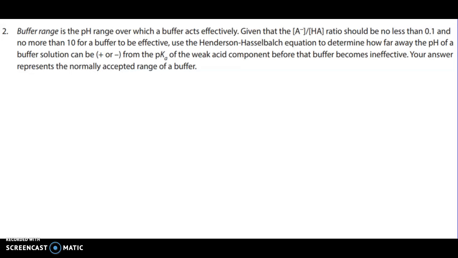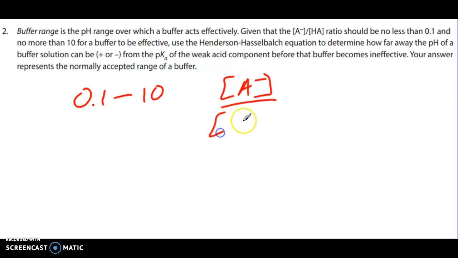Okay, so the second question here talks about the buffer range at which the pH can become effective. We know it is from 0.1 to 10 in order for it to be effective, the ratio of our base to our acid. So use the Henderson-Hasselbalch equation to determine how far away the pH of the buffer can be, plus or minus from the pKa of a weak acid. Your answer represents the normally accepted range of the buffer.